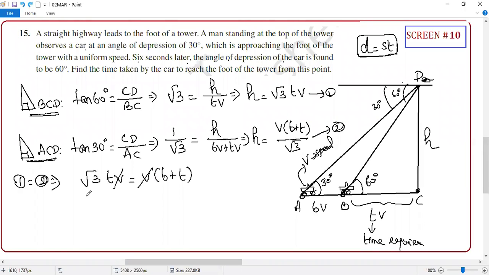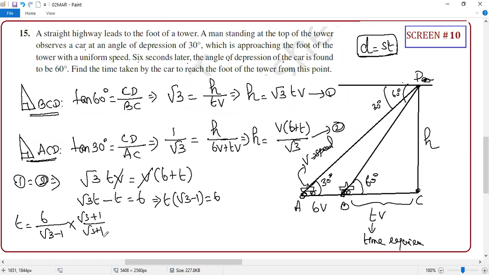So T on this side. What is the answer? Quickly. Root 3 T minus T equal to 6. Correct or not, everyone? So can you tell me what is T? T root 3 minus 1 equal to 6. If you simplify this, what you'll get? 6 by root 3 minus 1. You can multiply again by root 3 plus 1 upon root 3 plus 1. No, I think something is wrong. Is it correct? Is anything wrong? Hariharan, Saili, is anything wrong?